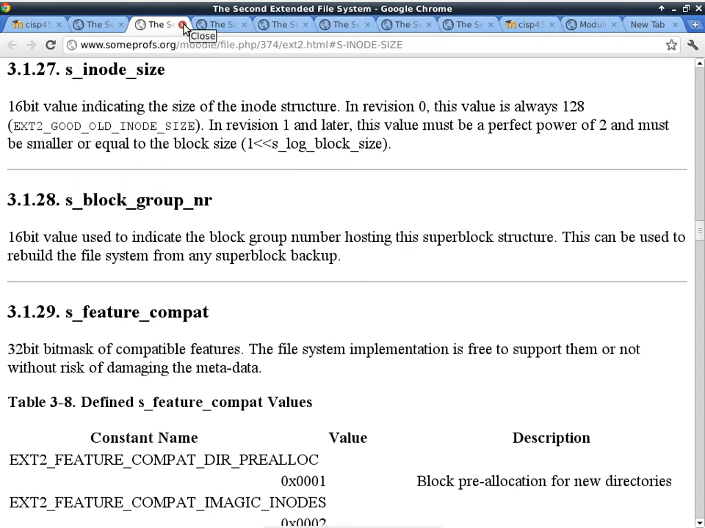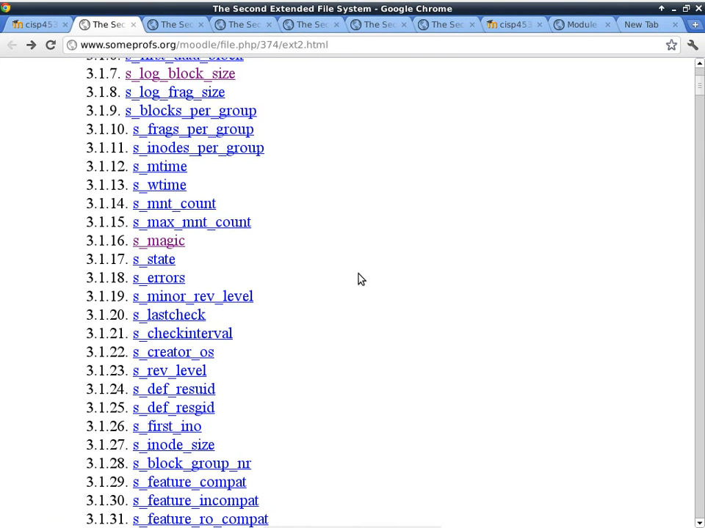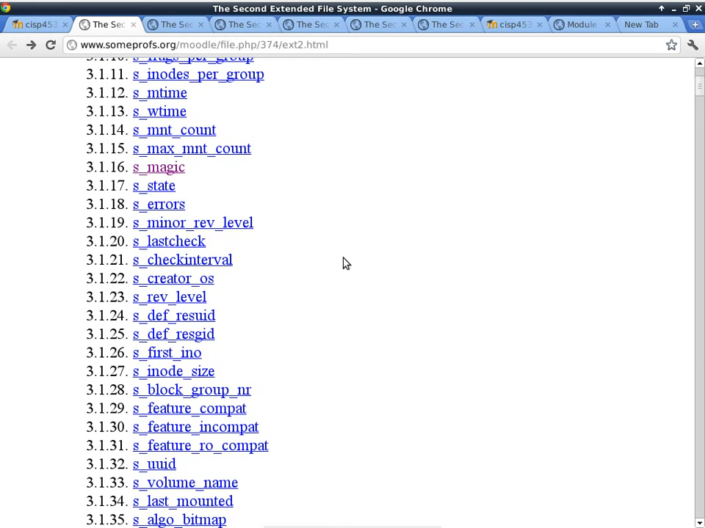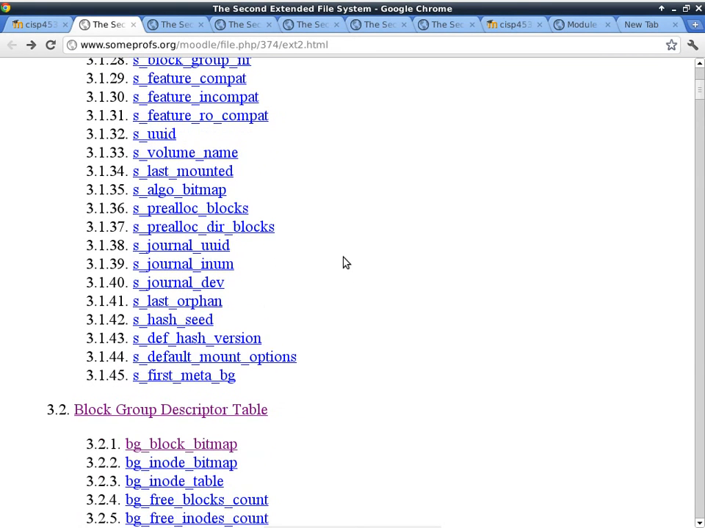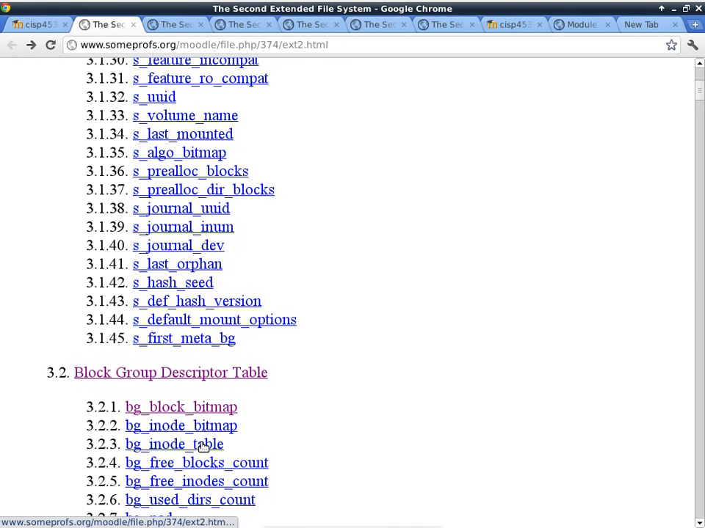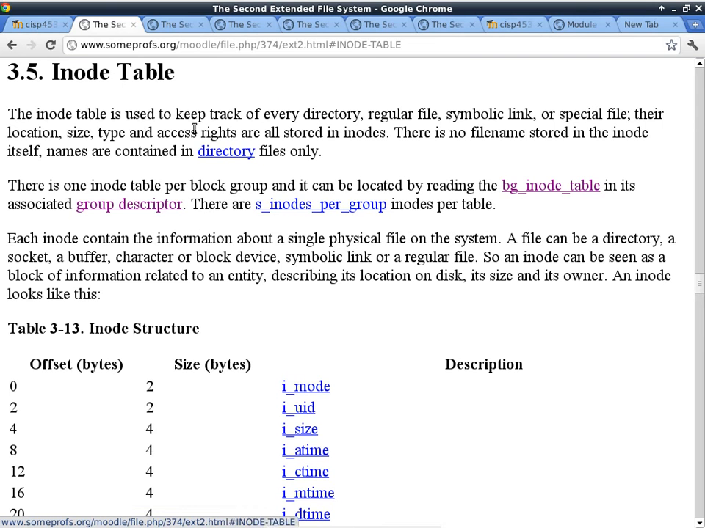Oh wait, we don't want that one. We want the inode table. Okay, let's go back. The inode table is used to keep track of every inode. There's one inode table per block group, and it can be located by the BG inode table in this. BG stands for block group. Inode table associated with this. There are S_inodes_per_group inodes per table.